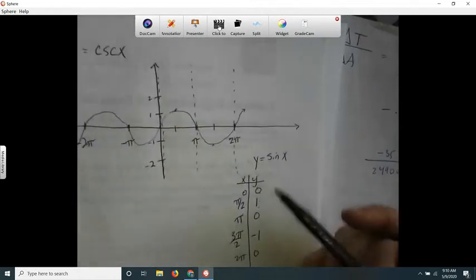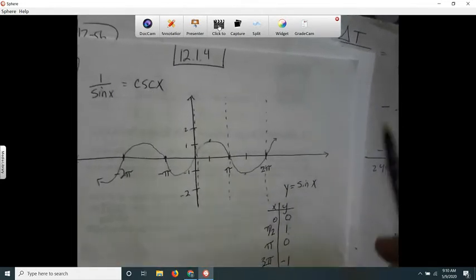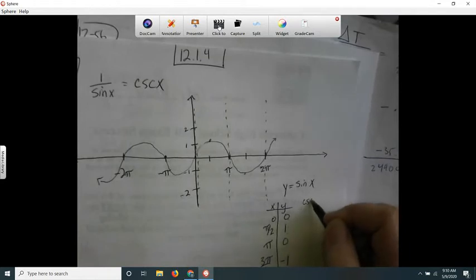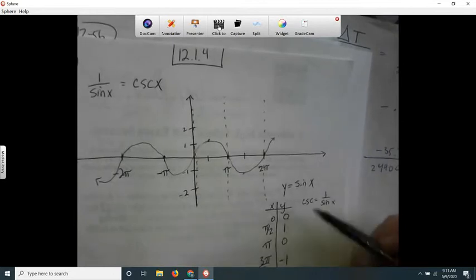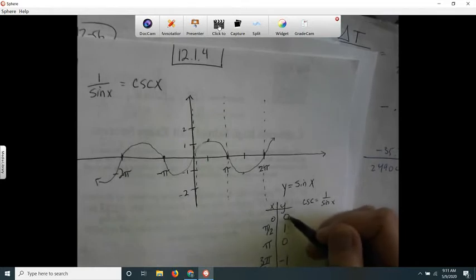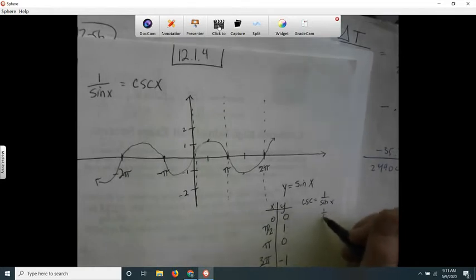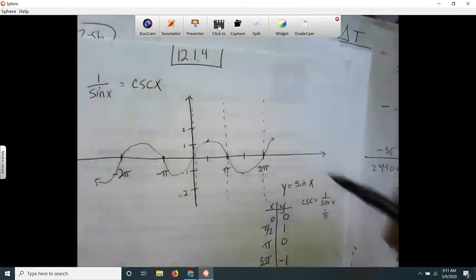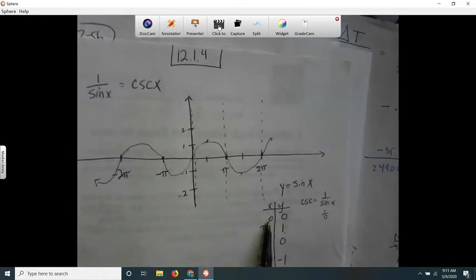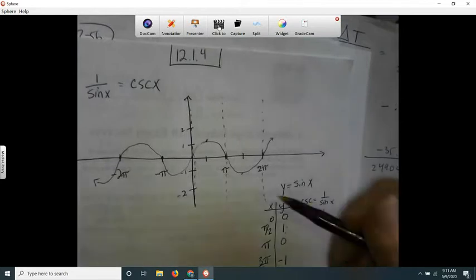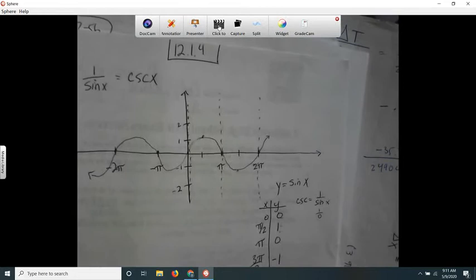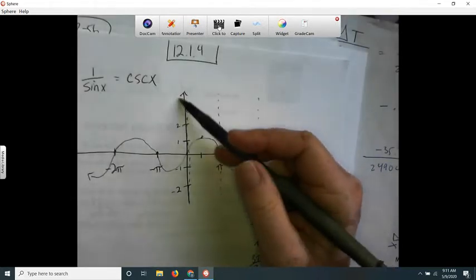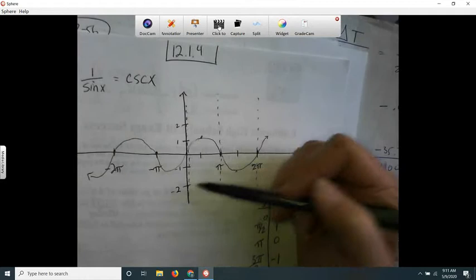So what would cosecant be? If this is sine, then cosecant is 1 over sine, because they're reciprocals of each other. So what's 1 over 0? That is undefined. So when the angle measure is 0, cosecant is 1 over 0. So I have to draw this dotted line, because we're going to restrict the domain right there. And that's an asymptote.